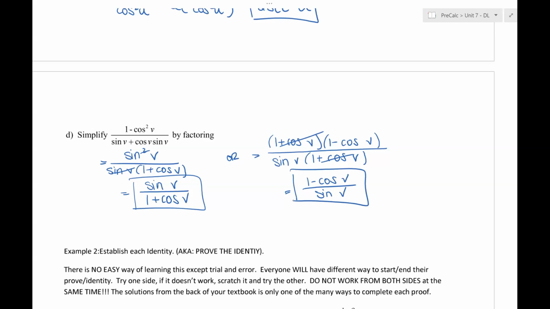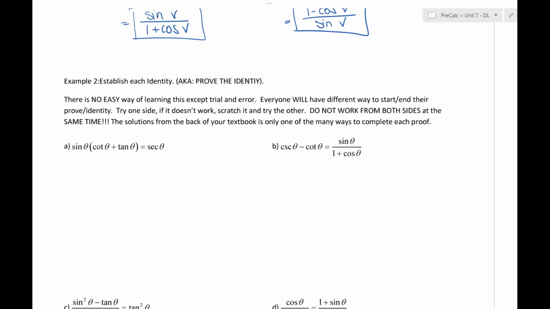All right, so let's do it. I've got 1, 2, 3, 4, 6. Yeah, buddy. All right, now there's no easy way of learning this, you guys. I said that at the beginning. It's trial and error.